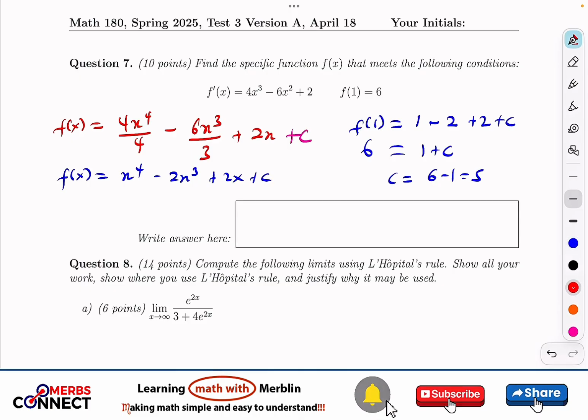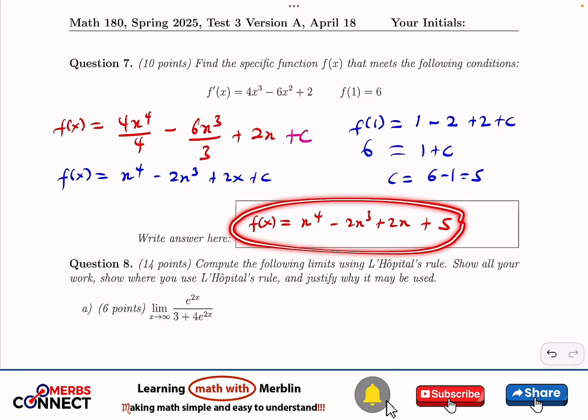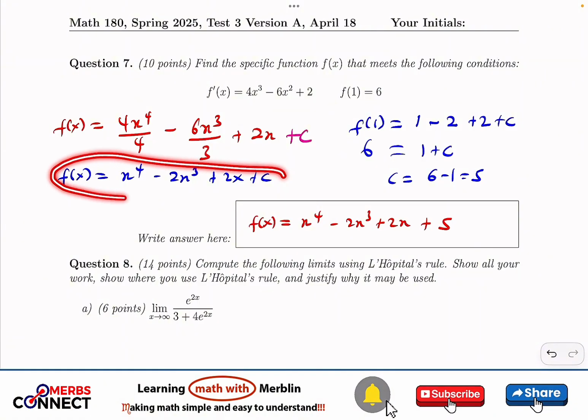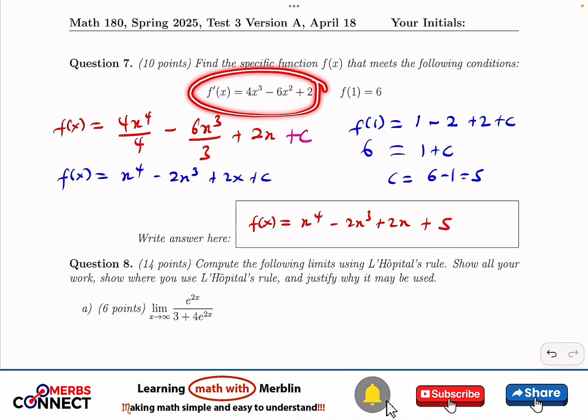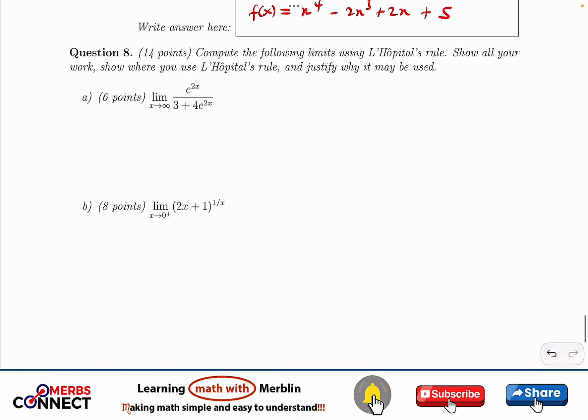So now my function will be f of x equal to x to the power 4 minus 2x to the power 3 plus 2x plus 5. What I was doing here was writing this function again, but now I changed the c to 5, and I have my function right here with me. So this is the function that when I differentiate, I'll get this. You can try to differentiate this, and you see that you're going to get exactly what is here. So that's what we need to get there.